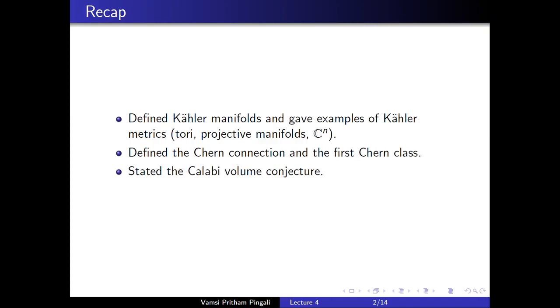Finally, we were able to state the Calabi volume conjecture, which is simply: given a positive top form, is it a volume form? So that gave rise to a second order nonlinear PDE called the complex Monge-Ampère PDE.